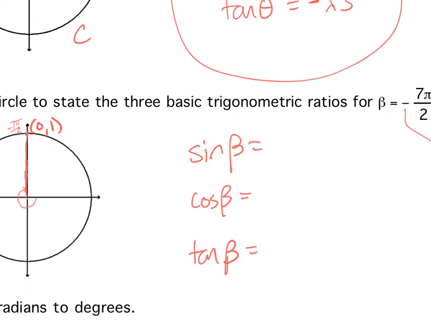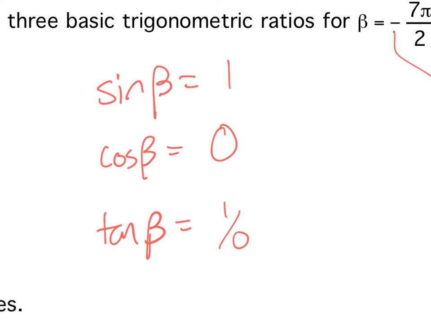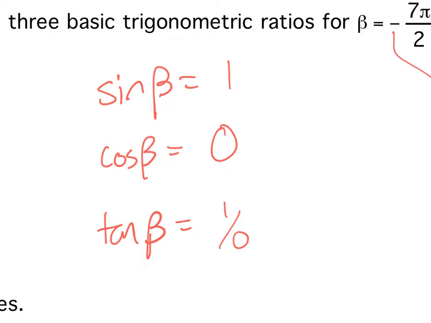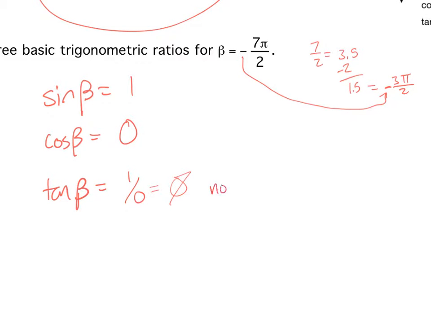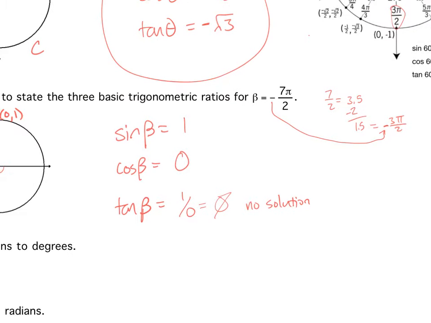Again, sine is the y value, which is just 1. Cosine is the x value, which is 0. And tangent is y over x. If you end up on your tangent with a 0 in the denominator, that is undefined, which means you have no solution for tangent. There is no tangent for that angle.